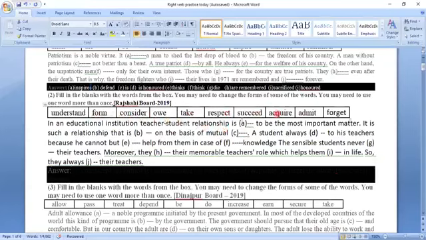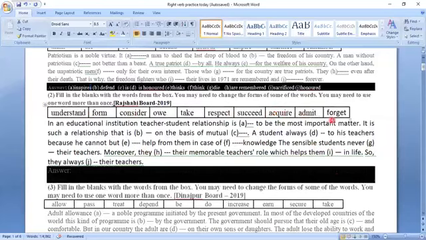taken from the box. A student always ___ to his teachers because he cannot but ___ help from them in case of ___ knowledge. After we know that if after a preposition there is any verb, then the verb will take ing. Verb plus ing will be there. The sensible students never ___ their teachers. Those students who are sensible, they never ___.